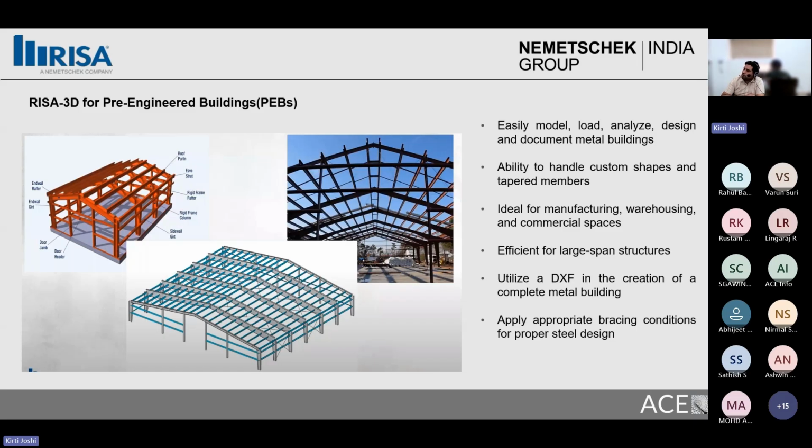It means you can quickly model the frame, truss, or joist, or even tapered members, which makes it suitable for warehouses, factories, or even commercial spaces. You can easily apply both gravity and lateral loads, and the software can handle the load distribution. Custom sections can also be modeled and saved in the database for future use within the RISA software.